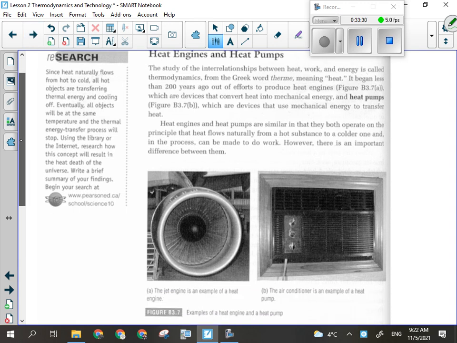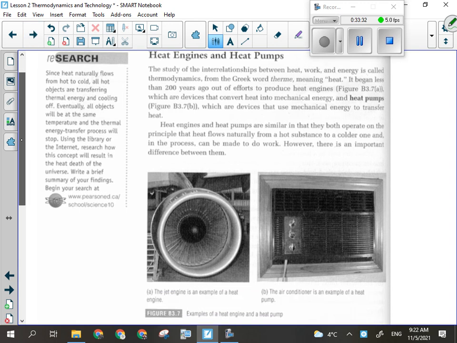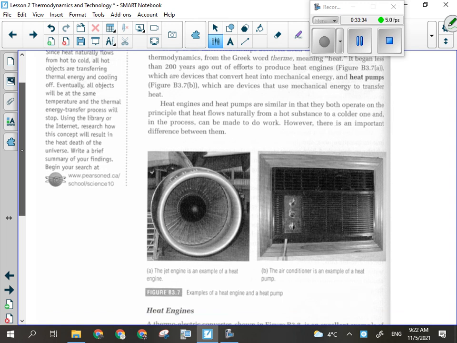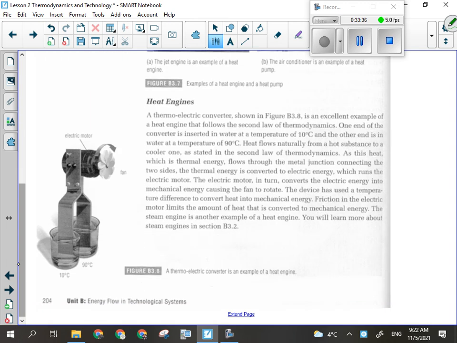the fuel. All right. So we've got heat engines and we've got heat pumps. Heat engines are very simple. You can actually set something like this up with an electric motor. You turn it into a thermocouple. 90 degrees Celsius water in one beaker, 10 degrees Celsius water in another beaker. Energy will flow from hot to cold, and it'll flow through the engine, and it'll turn the fan.